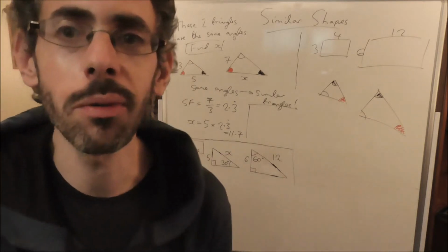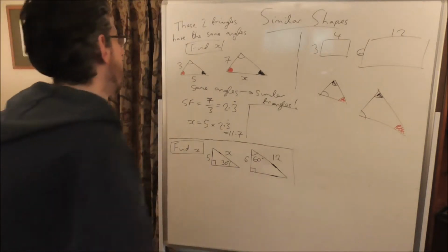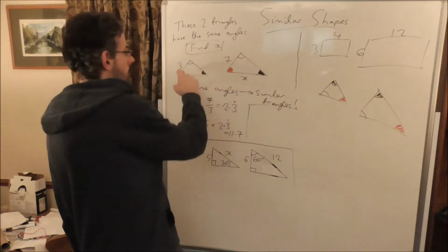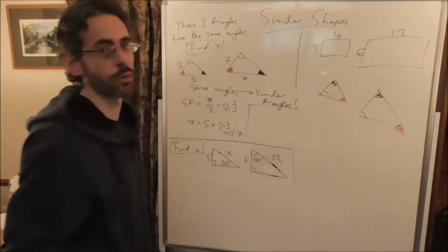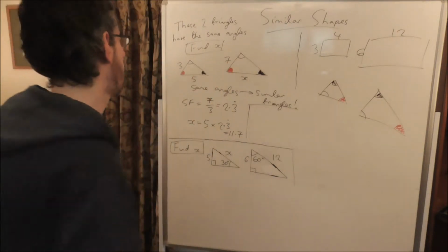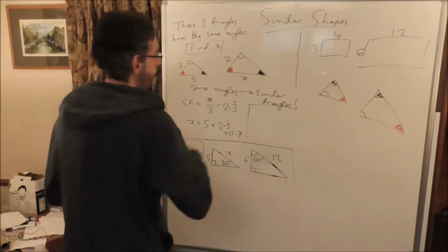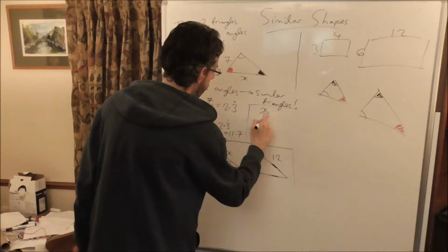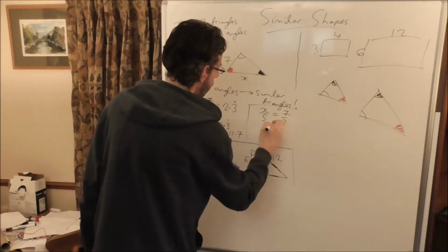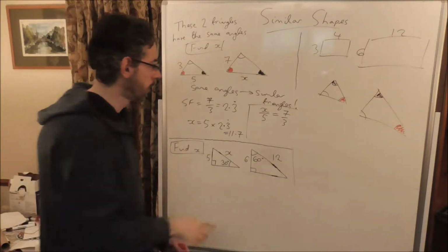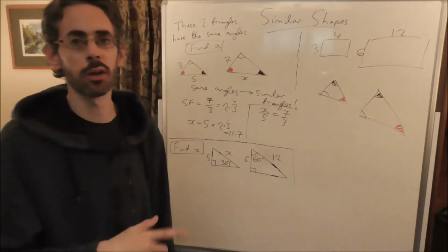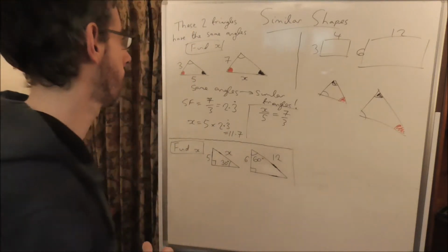Let's do the other method as well, which was setting up an equation. So because this triangle is an enlargement of that one, it means all the corresponding sides are in the same ratio. So we can say that x divided by 5 is the same as 7 divided by 3. So x divided by 5 is 7 divided by 3. Remember, when you're setting up this sort of equation, you want the unknown to be on top. It's easier to solve if the thing you're trying to find is on the top of the fraction.